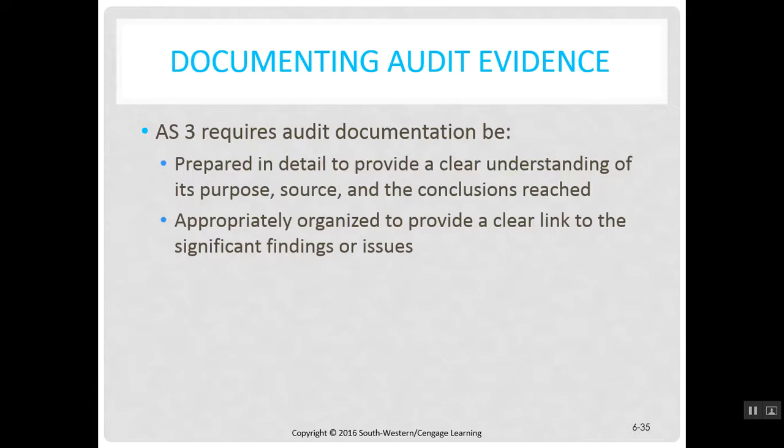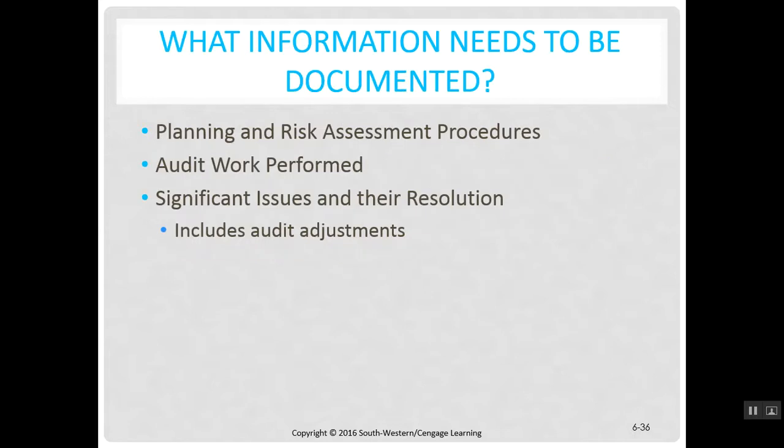So you'll see that on almost every single work paper, there's going to be a conclusion on there. And if it's not a work paper where tests are actually being performed, then it'll say what the purpose of that work paper is and what conclusion it's supporting. And you need to appropriately organize the work papers to provide a clear link to the significant findings or issues. So here's what you need to document, which I just spoke to.